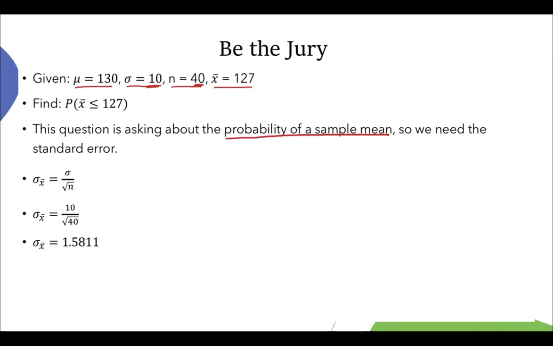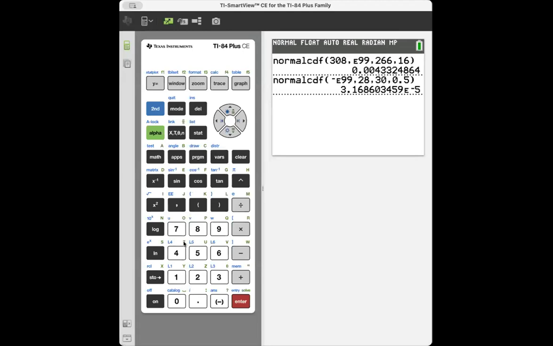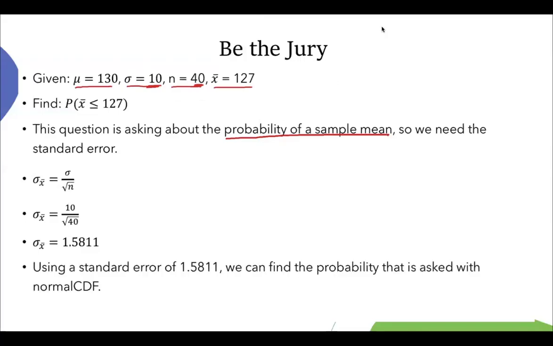We're going to round that to 4 decimal places. I'll do it on the calculator to show you. So 10 divided by the square root of 40 is 1.58. Conventionally, we've been doing this, we round to 4 decimal places: 1.5811. Okay, so now that we have the standard error, we're going to go to normal CDF and plug in the lower and upper necessary to solve this problem.